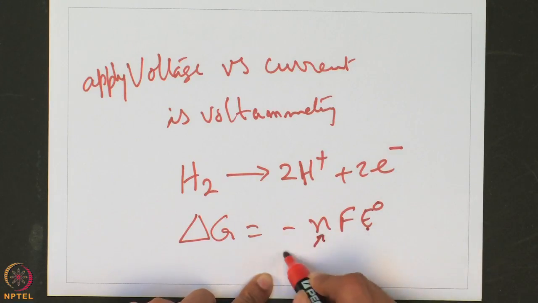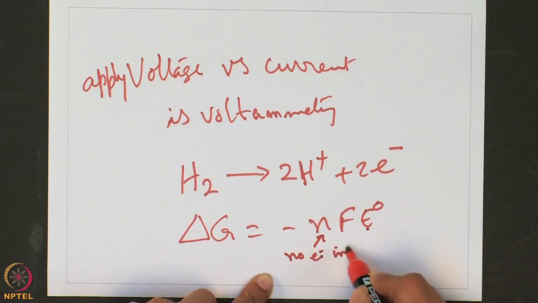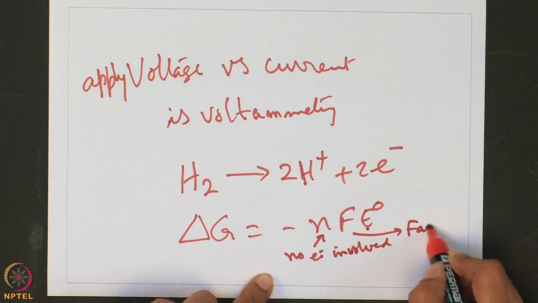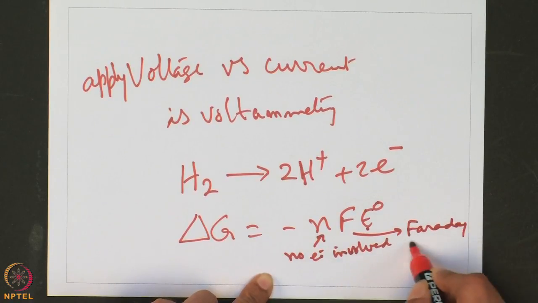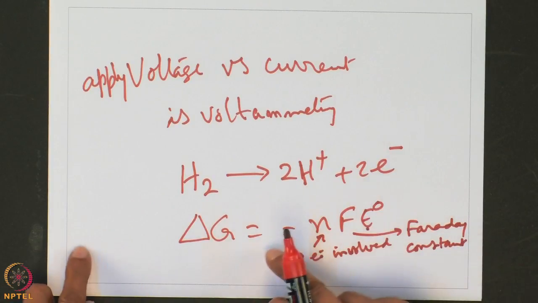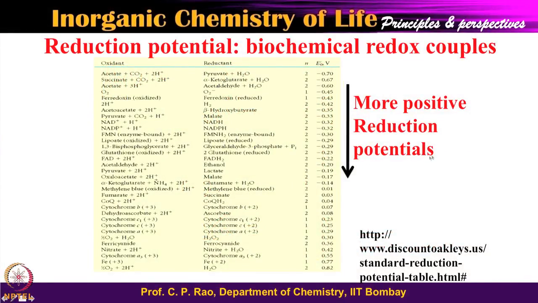So, n is the number of electrons involved in the reaction, and F is the Faraday constant. So, the more positive potential will make delta G more negative. That means more positive reduction potential means reduction is more favored. So, as you go from this to this, more and more reduction is favored. If you go in the reverse direction, more and more oxidation is favored.